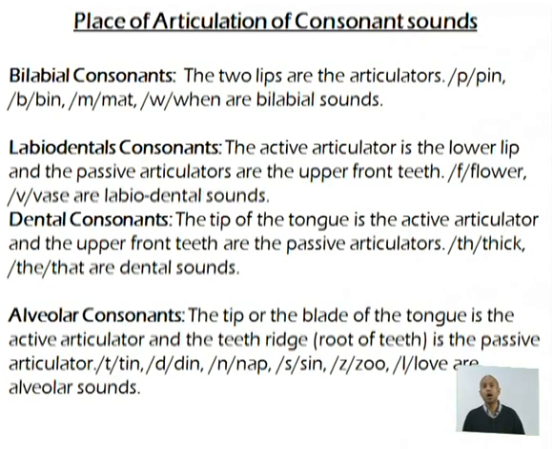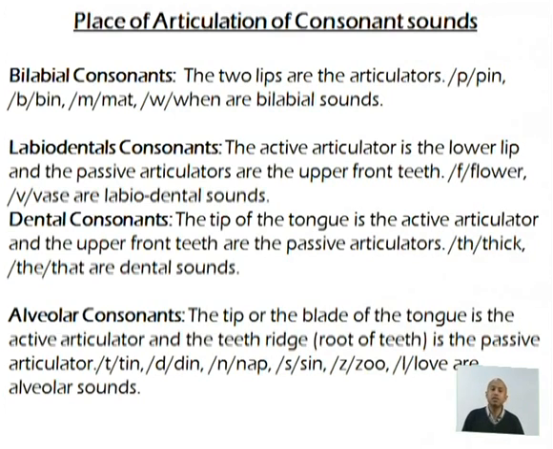What are those sounds? P, the written P, pin; B, bin; M, mat; W, the written W, when. Please remember, the written W and the written V in English have two different sounds. This is the written W here, which is W, P, B, M. Okay, these are bilabial sounds.